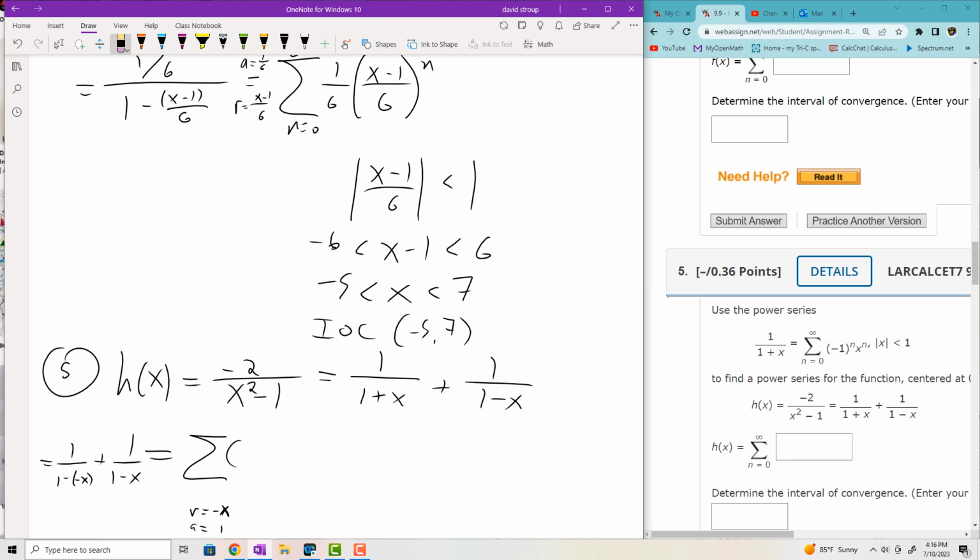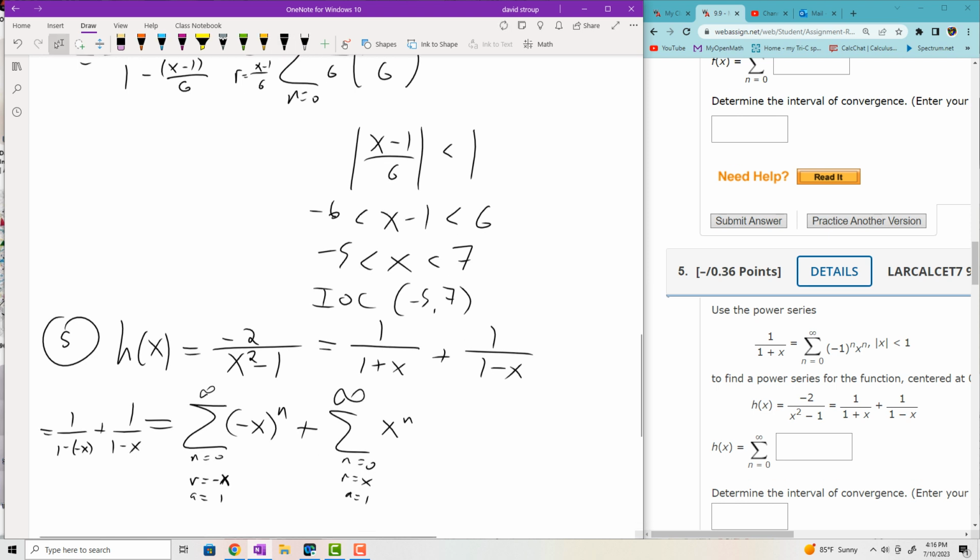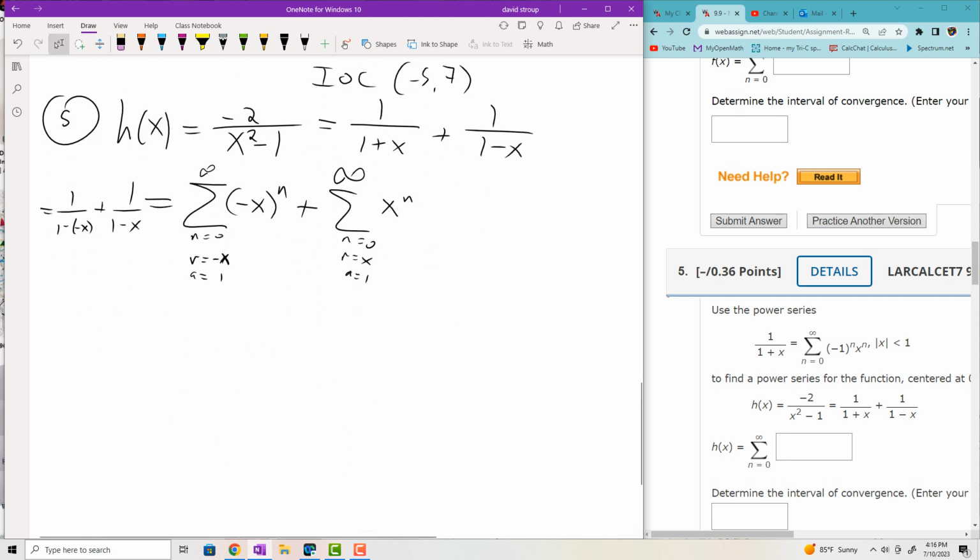I'm wishing this problem didn't even exist, to be honest. So the series of (-x)^n from n equals 0 to infinity, and then plus this other series, which of course is just x to the n. The r value is x, the a value is 1, from n equals 0 to infinity. We have the same indices, so they both start at n equals 0, so you can actually combine these two series. And on top of that, you can only do this where the individual series are convergent, right?